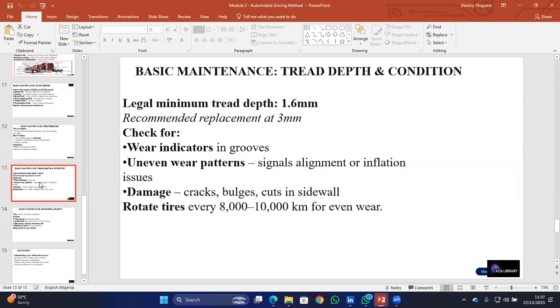Now, what about basic maintenance of tread depth and condition? The legal minimum tread depth requirement is 1.6 millimeters. The recommended replacement depth is 3 millimeters. Check for wear indicators, uneven wear patterns, which signal alignment or inflation issues. Check for damage: cracks, bulges, cuts in the sidewalls. Rotate tires every 8,000 to 10,000 km or every year.